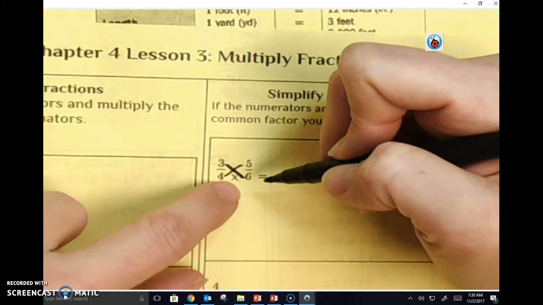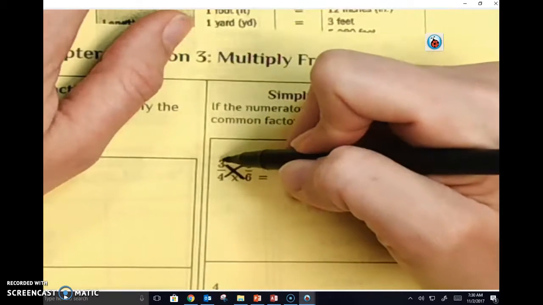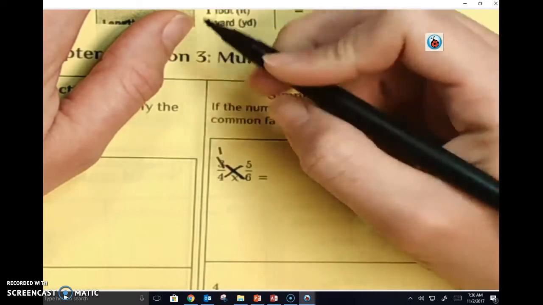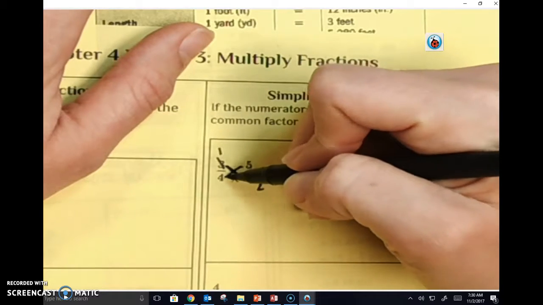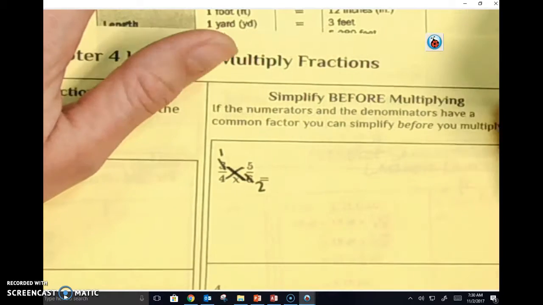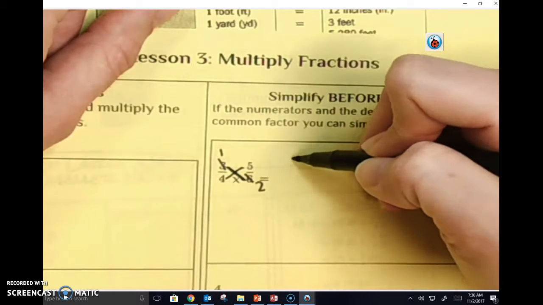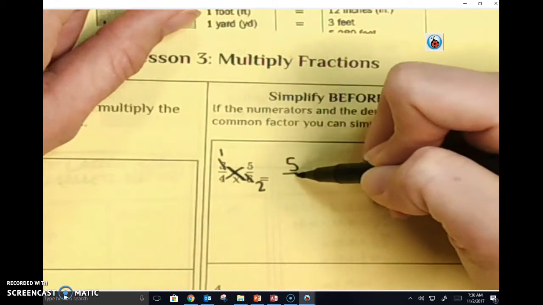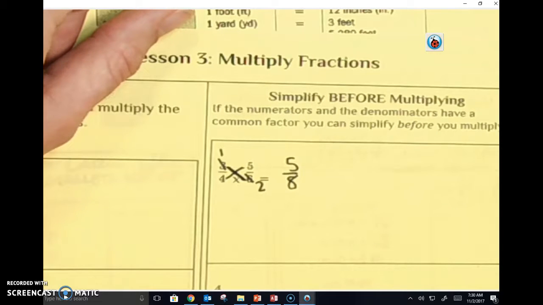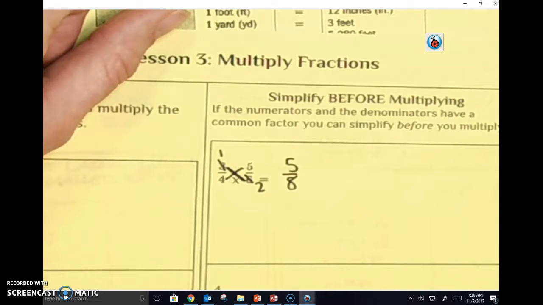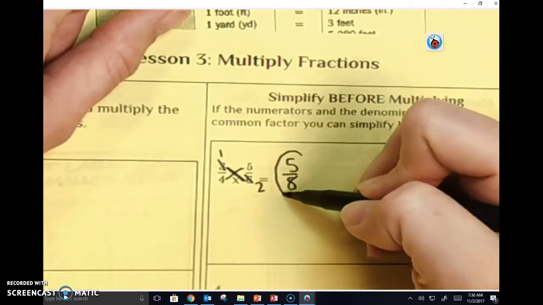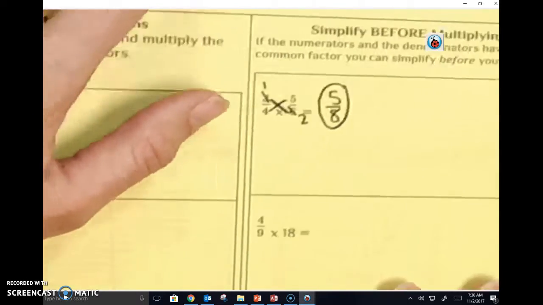So 3 and 6 go together because 3 goes into 3 once, 3 goes into 6 twice. We cannot do anything with the 4 and the 5 because the only thing they have in common is 1. So now let's multiply. 1 times 5 is 5. 4 times 2 is 8. And since we simplified all the way before we multiplied it out, we do not have to simplify our answer. So our answer is 5/8.